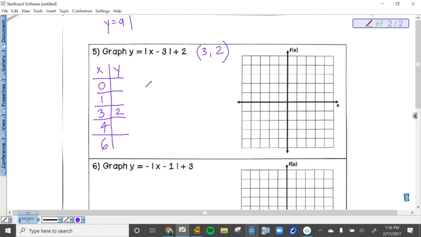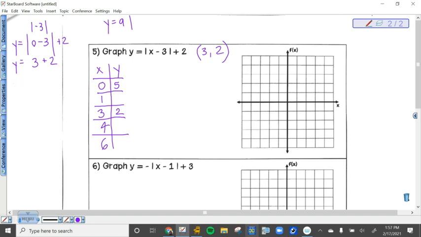Okay, then we take those values and plug them in up here. So 0, I'm going to plug that in: y equals absolute value of 0 minus 3 plus 2. So y equals, what's 0 minus 3? Negative 3. Yeah, but it's an absolute value, right? So it's going to be the absolute value of negative 3, which is 3, plus 2. So what does y equal? 5.